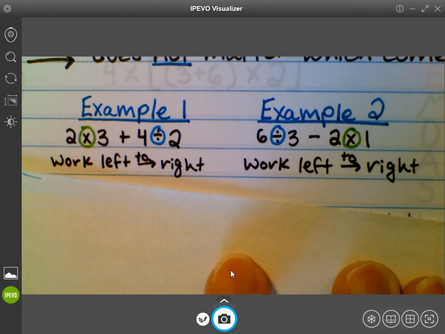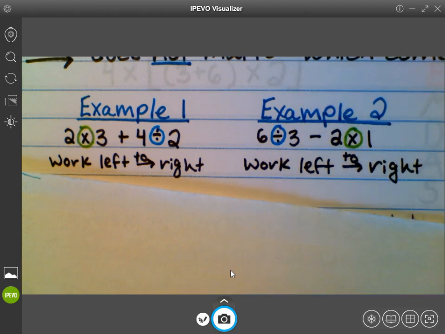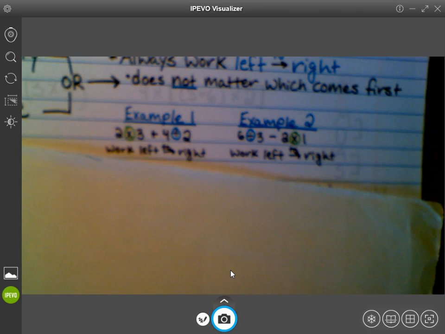What do you think our last 2 will be, Richie? Add and subtract. How many of you agree with Richie? Awesome. Add and subtract. Are we ready to go on to add and subtract? Okay, let me zoom this back out.